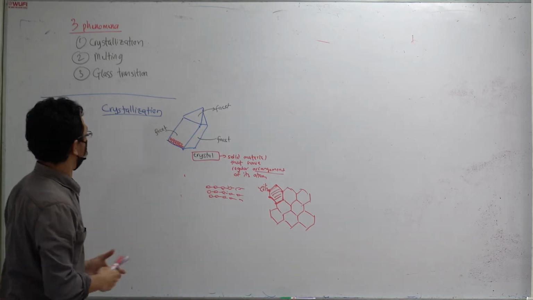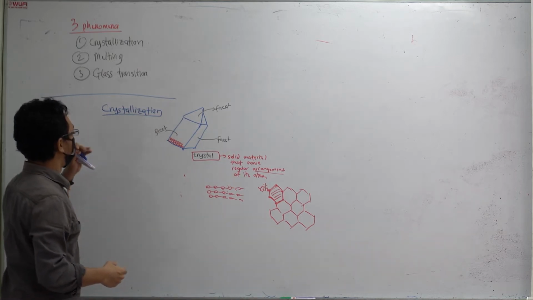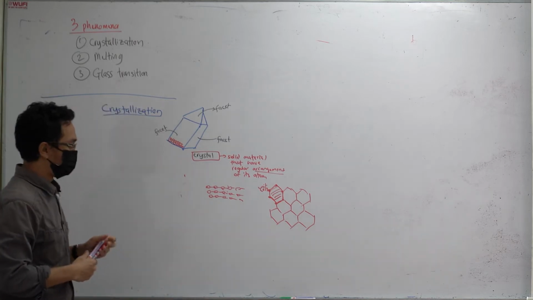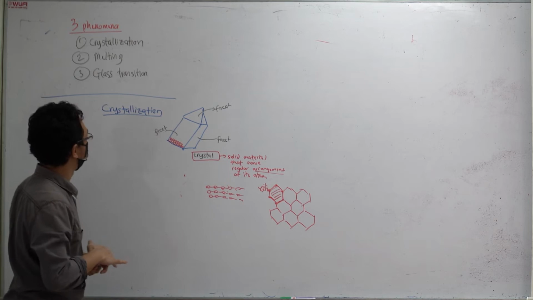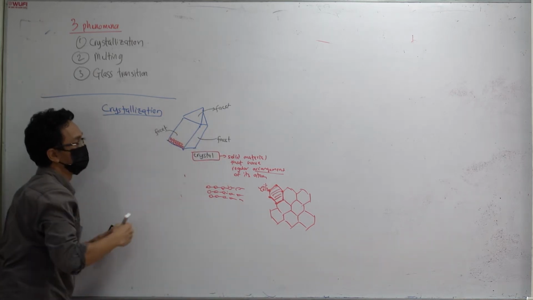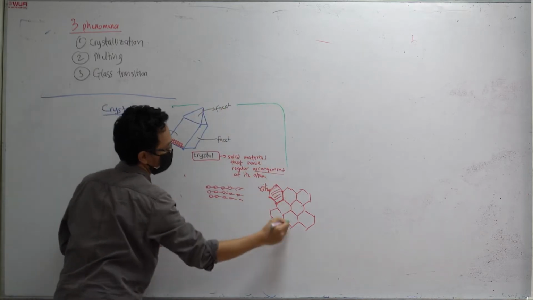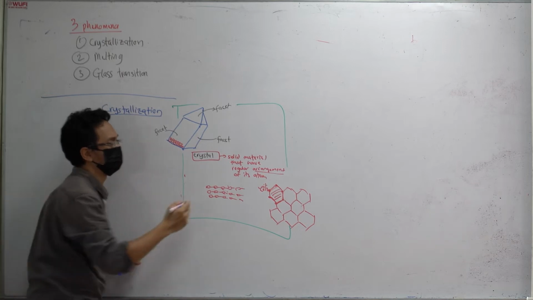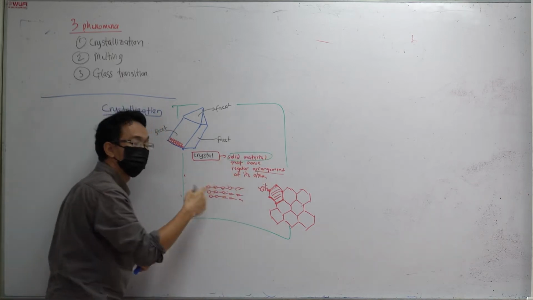Okay, so crystallization in polymer is basically a transformation. This is the generic idea about crystal. The most important thing is that it must be solid. You see, a crystal must be solid.